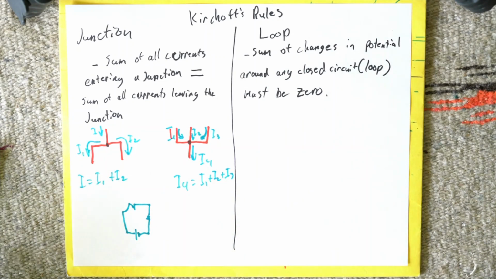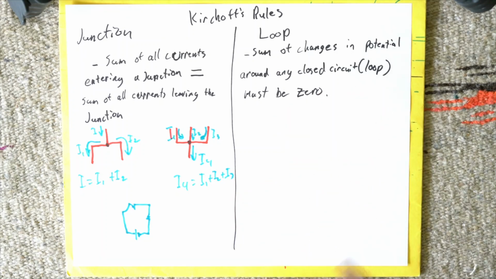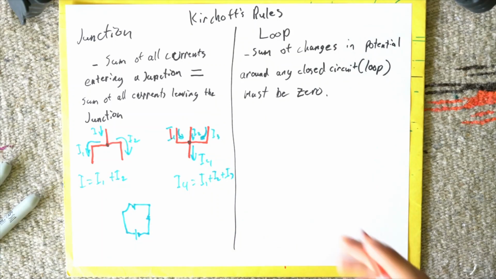Now, the loop law, and this is important for both series and parallel. I will draw some examples right now. So it says the sum of changes in potential around any closed circuit must be zero. What in the world does that mean? Okay, so I will give you two examples. One very easy example. Another one might be a bit more challenging.